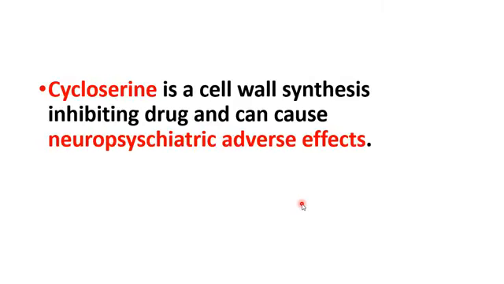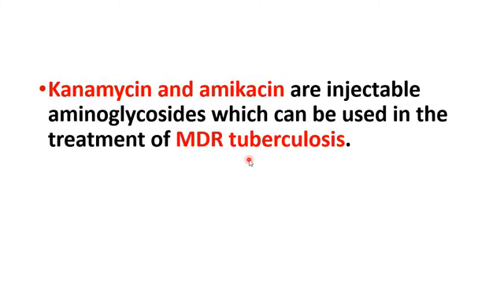And another important drug is cycloserine. The cycloserine, it is a cell wall synthesis inhibitor. Okay, it will inhibit your cell wall synthesis in mycobacterium, and the main important side effect they can ask in your MCQs is that it can cause neuropsychiatric adverse effects. So you have to treat with pyridoxine also to prevent the neurotoxicity. Like in isoniazid, you have to give prophylaxis of pyridoxine, vitamin B6.